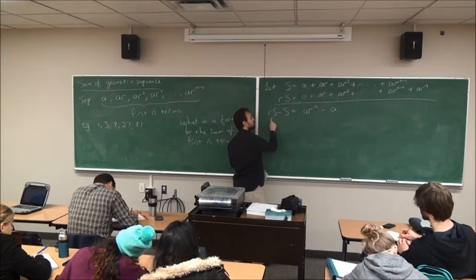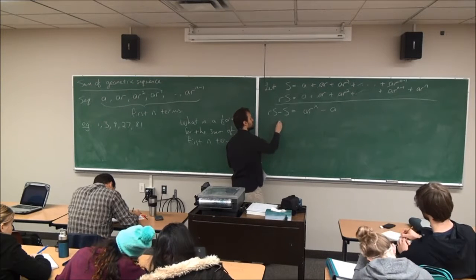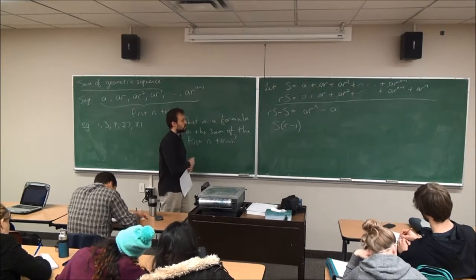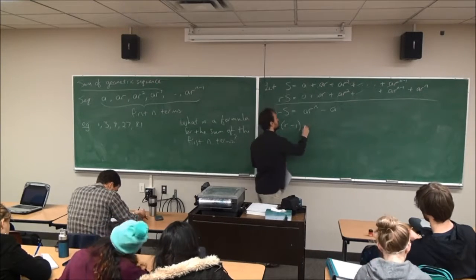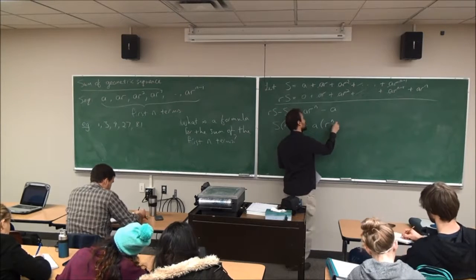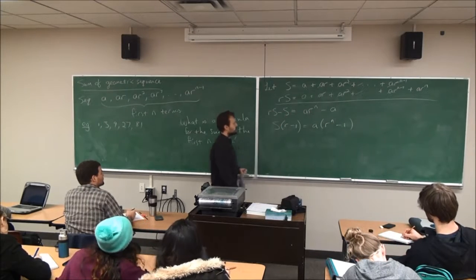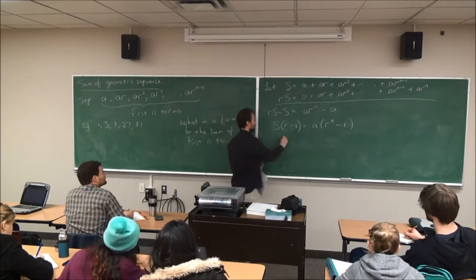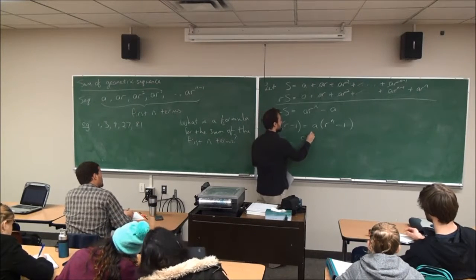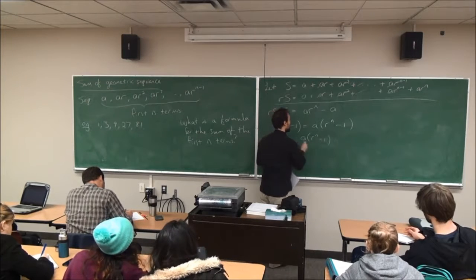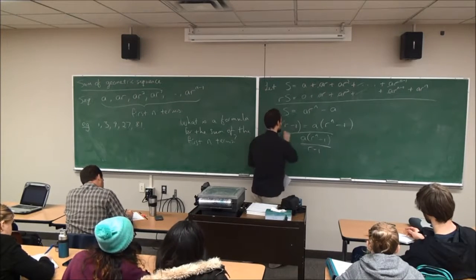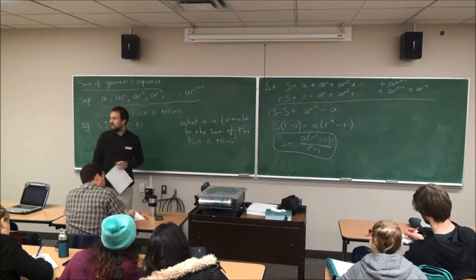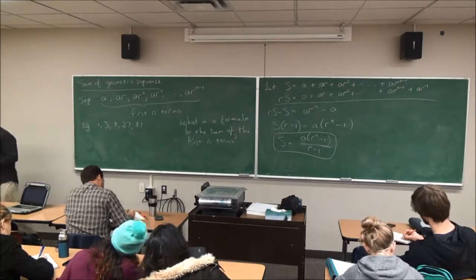Now let's solve for s, that's my goal. Factor out an s. s times r minus 1 equals a times r to the n minus 1. I can factor out an s on the left and factor out an a on the right. So s is equal to a times r to the n minus 1 over r minus 1. There's my formula for the sum of the first n terms in the geometric sequence.